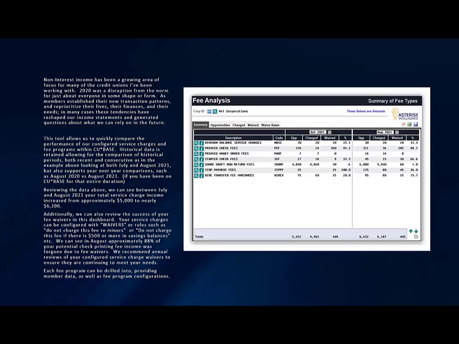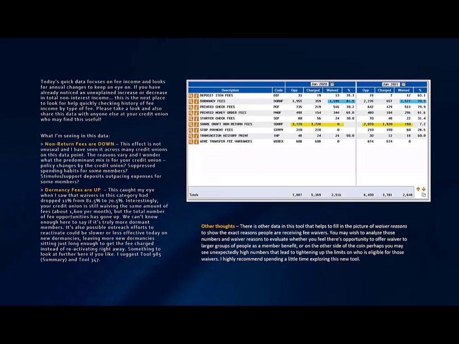This may be an easy way to tweak some dials and identify where exactly to tweak the dials, and potentially start watching fees actually get charged instead of waived. Now, some of us in the room are thinking, okay, so now there are some members who previously weren't getting charged a fee and are now about to get charged this fee.